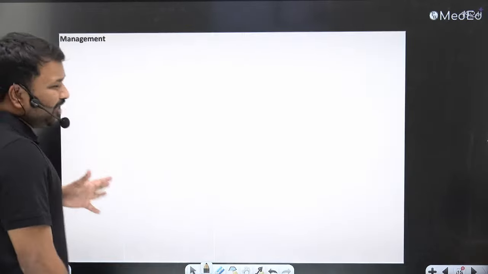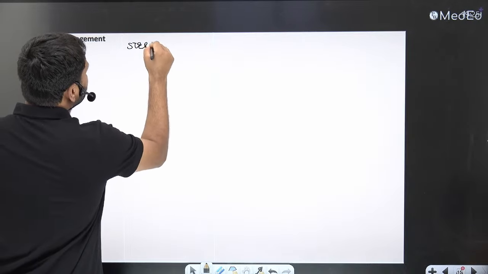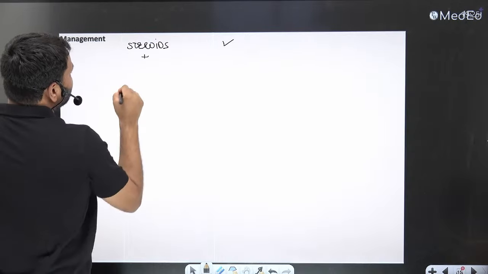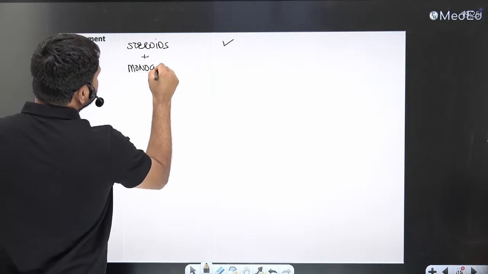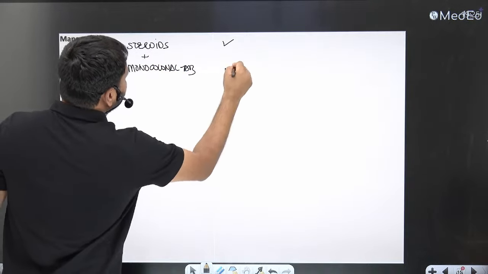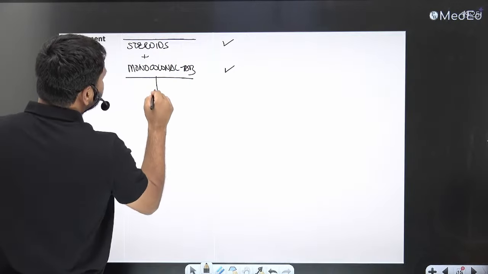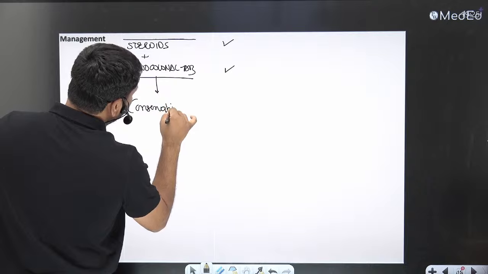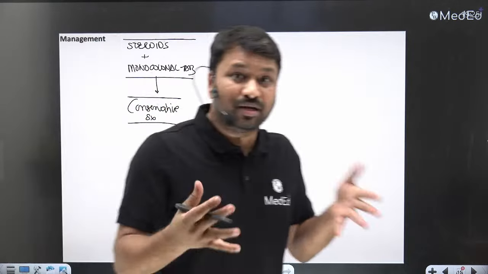Now the initial management for both of them is going to be steroids. That's the first line management. Along with steroids, you can give monoclonal antibodies. If it does not respond, you have to do a conservative surgery. You will never do a curative surgery. You will only perform a conservative surgery in Crohn's disease because the more you meddle, the more is the problem.